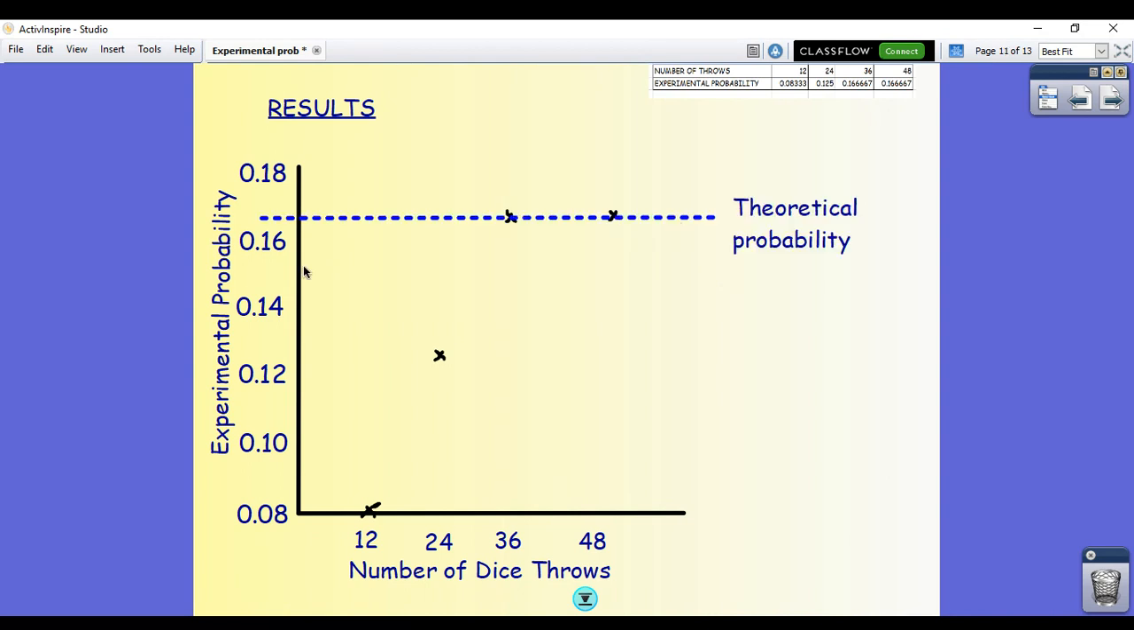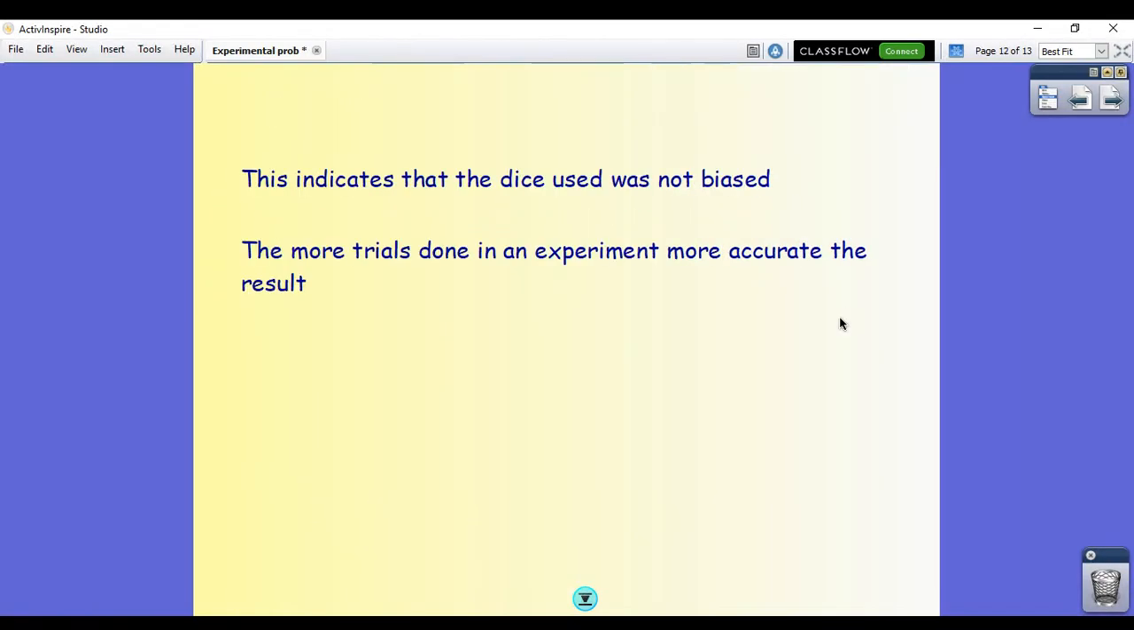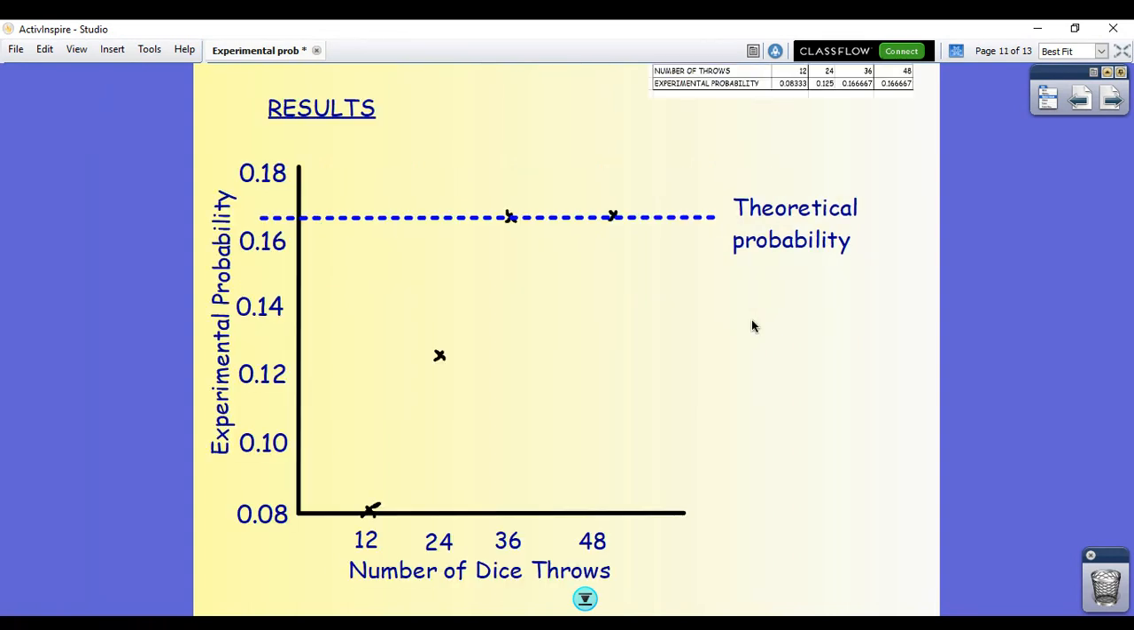If I draw a line in that shows me the theoretical probability, you can see that as the number of throws increase, I'm getting closer and closer to it until I have reached that theoretical probability. It indicates that my dice wasn't biased, and the more trials I do in an experiment, the more accurate the results are. If I looked back down here, I would be miles out in terms of probability. So the more you do, more trials, the more accurate.